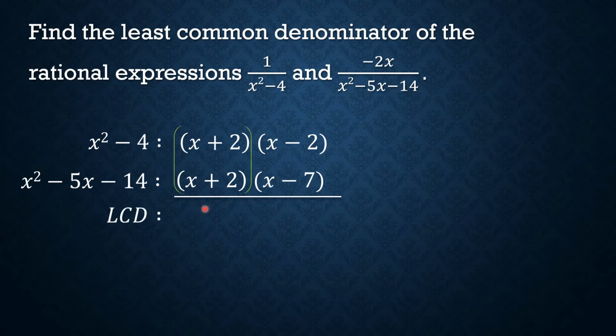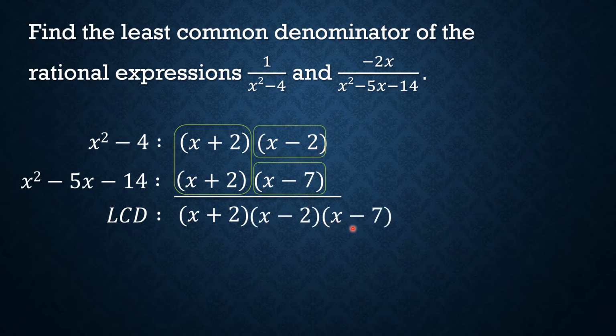Now, let's take the common factor, and we take this as 1. And then our aim sa LCD, walang may iwan na factor. So, sasama pa rin natin si x minus 2 and then si x minus 7. Therefore, our LCD is this.